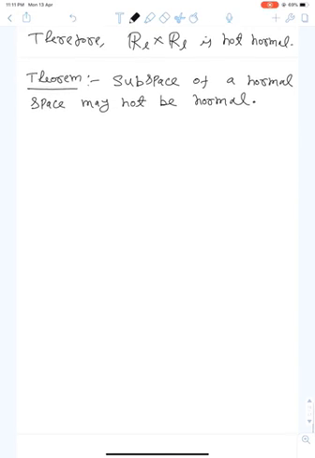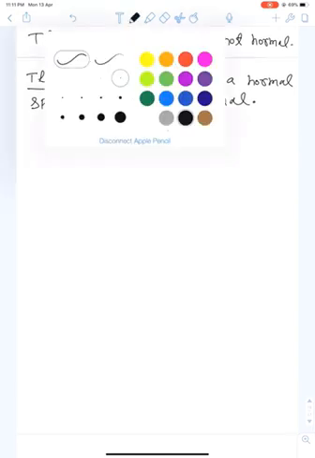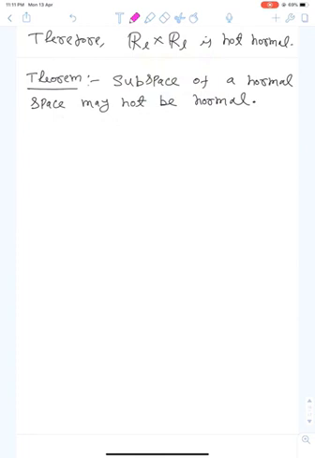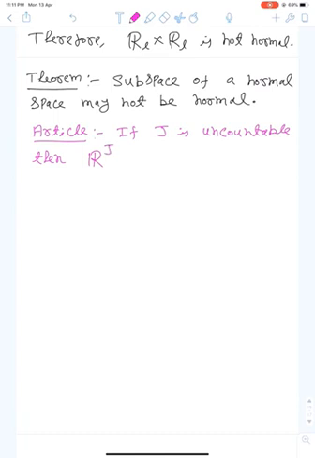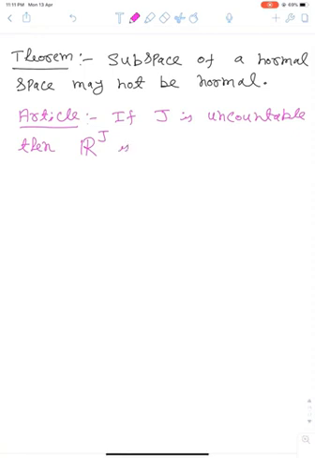For this we need one result, which I will not prove because the proof is very difficult. It is a paper actually, an article, and since it is just a result of an article, it is difficult. It says that if J is uncountable, then R^J, that is J-many products of R, is not normal.